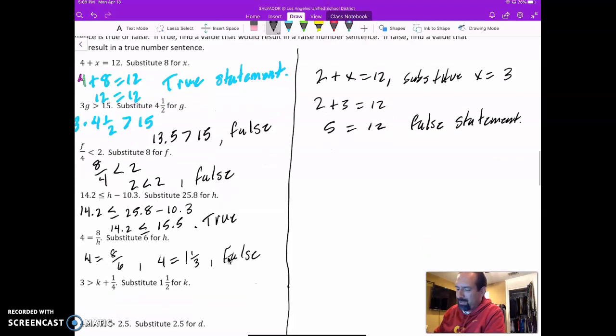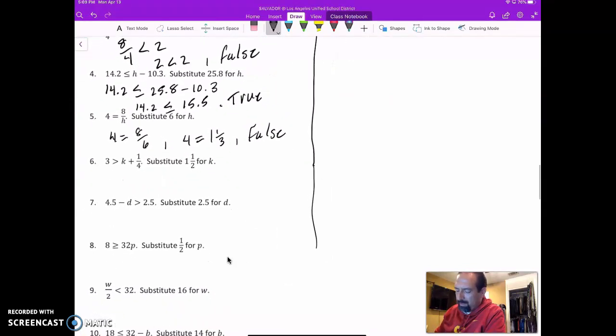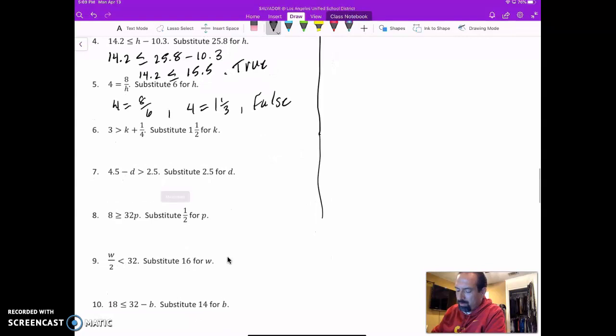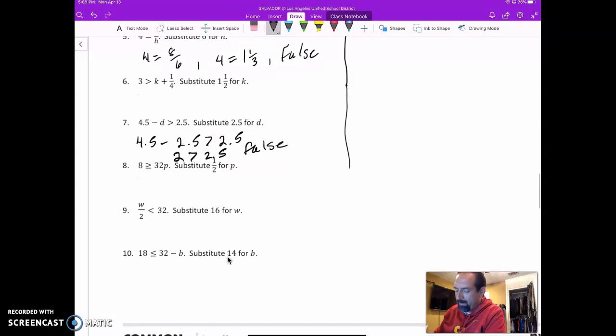I'm going to create some like this as well that have inequalities, and you should be able to tell me. Let's do one more. 4.5 minus 2.5 greater than 2.5. If I go 4.5 and take away 2.5, you end up with 2 greater than 2.5. Is 2 greater than 2.5? That is a false statement, okay? So you should be able to tell me more or less how this works.